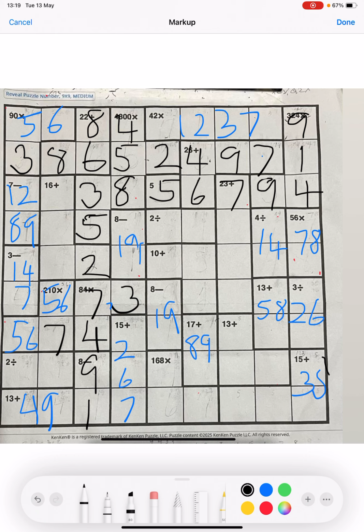And this 15 has 3 and 5 there. So 3 plus 5 is 8. I need 7 to go with that without using the 1. So I could have 3, 4 or 2, 5 there. Yeah, so it could be either of those. So can we see anything else?